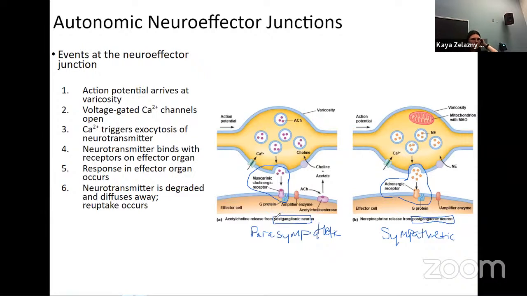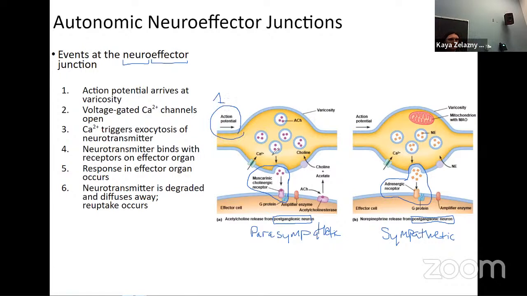Postganglionic neurons. Okay. So at this neuroeffector junction, between our nerve and our effector organ, this beige-ish orange stuff, maybe it's a heart cell, who knows. Our action potential coming down that axon of the postganglionic neuron is going to arrive at the varicosity, which is a swelling along these branching points at the end of these postganglionic neurons, which is kind of analogous to our axon terminals that we saw in our synapses in our previous unit. So first, our action potential coming down here, that's number one.